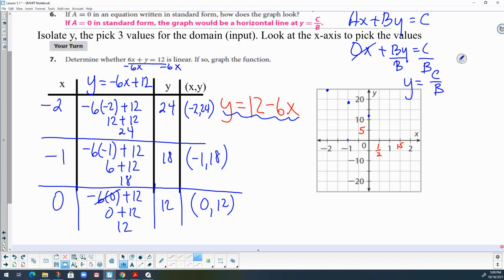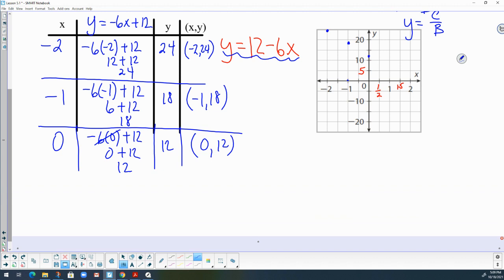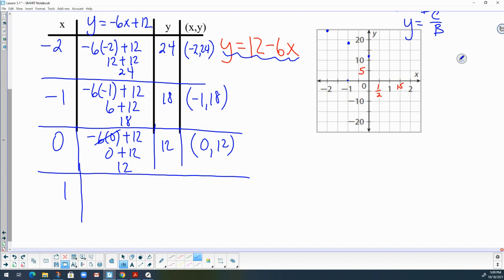So now let's look at when x is 1. I'm going to go ahead and draw my line. So x is 1, now I have negative 6 times 1 plus 12. So negative 6 times 1 is a negative 6 plus 12. So this is a positive 6, so my output is 6. So I have 1, 6, so about right there. And you can kind of see the line forming.